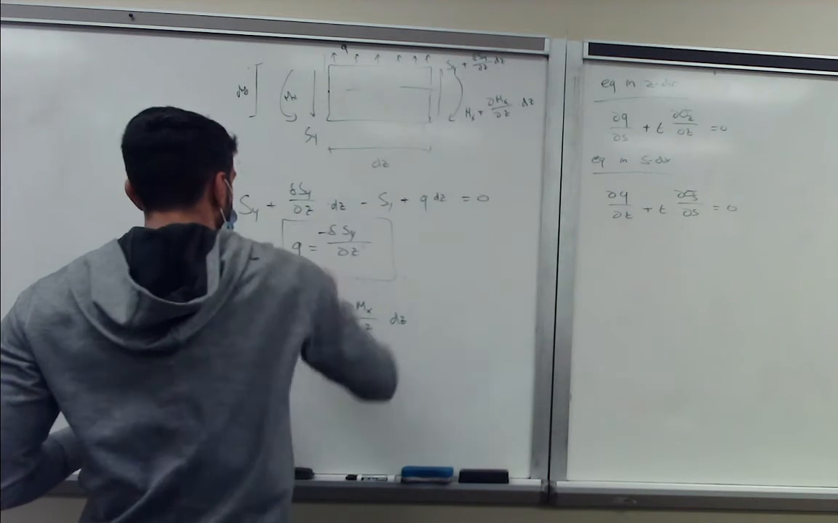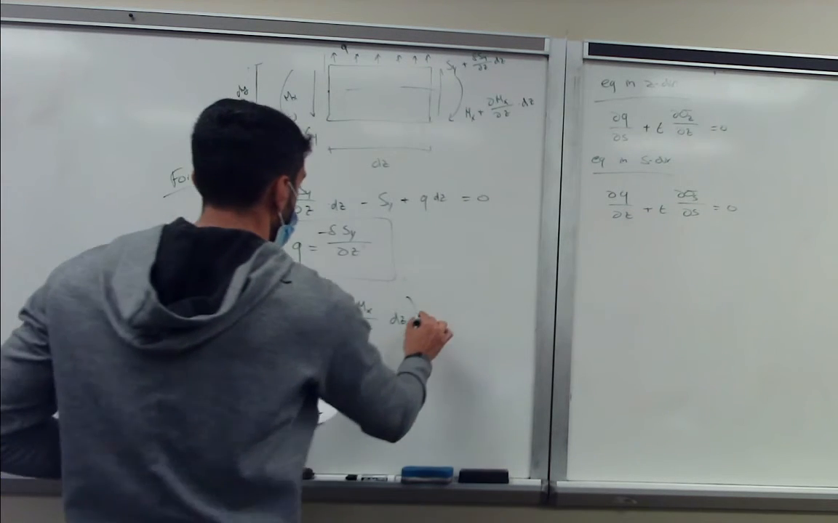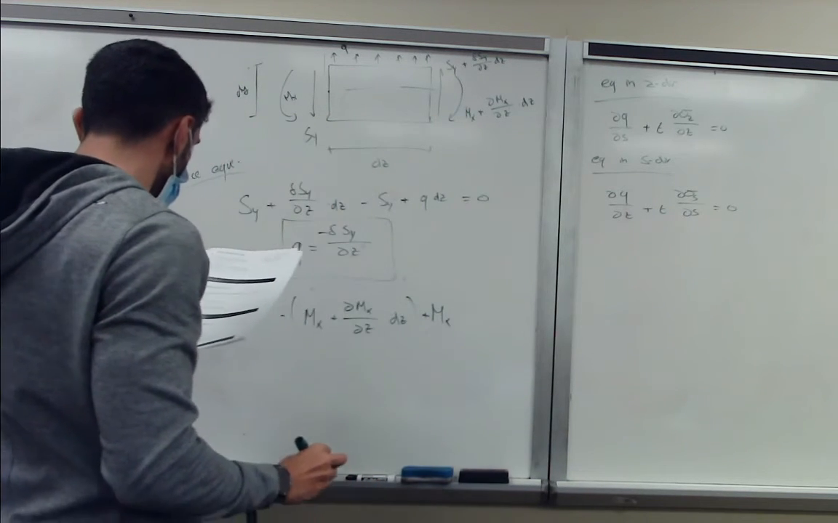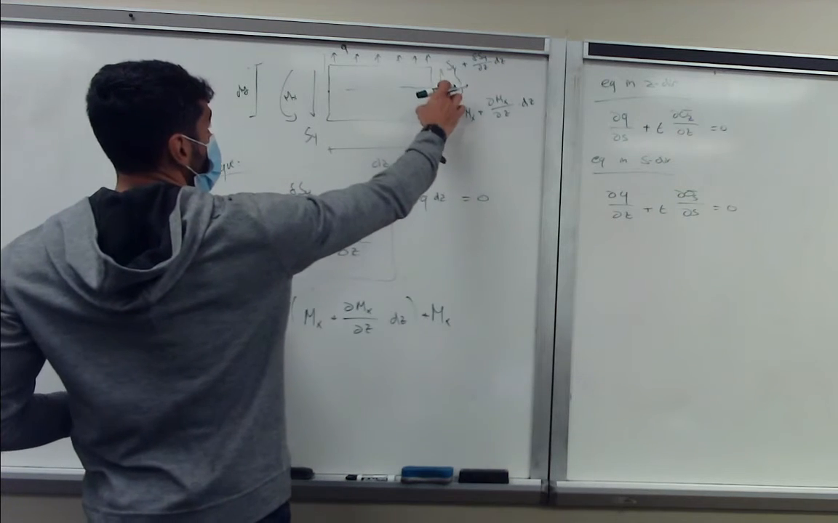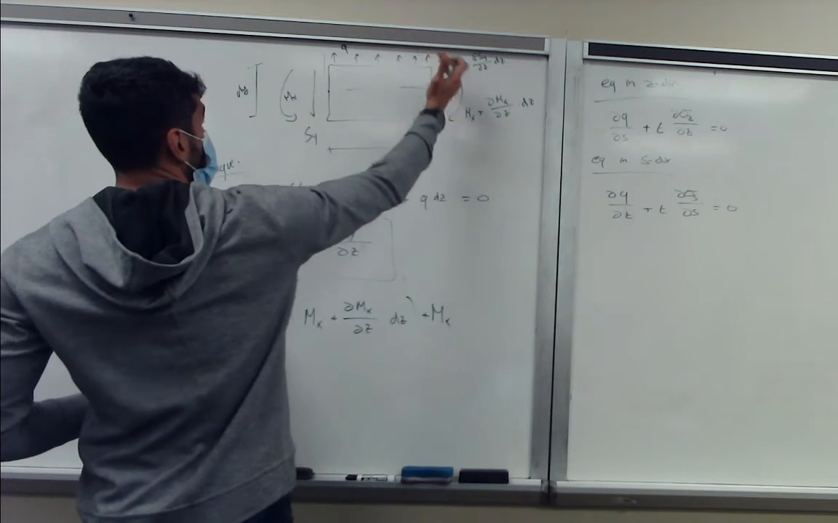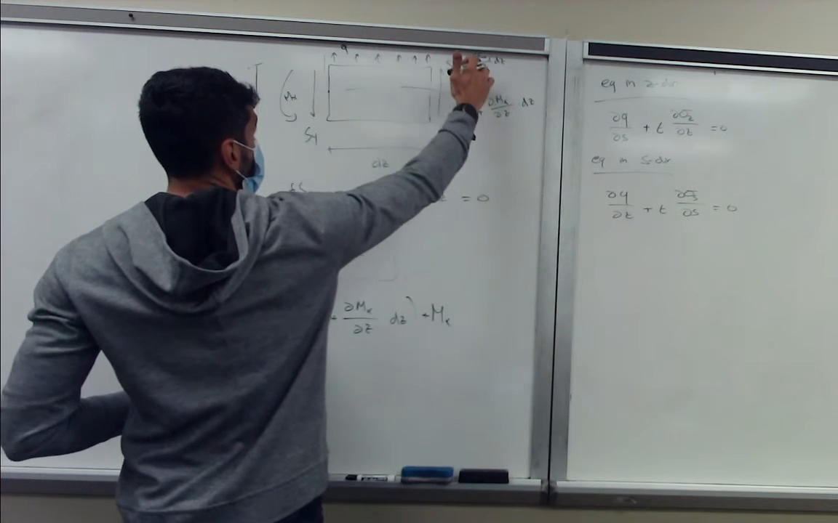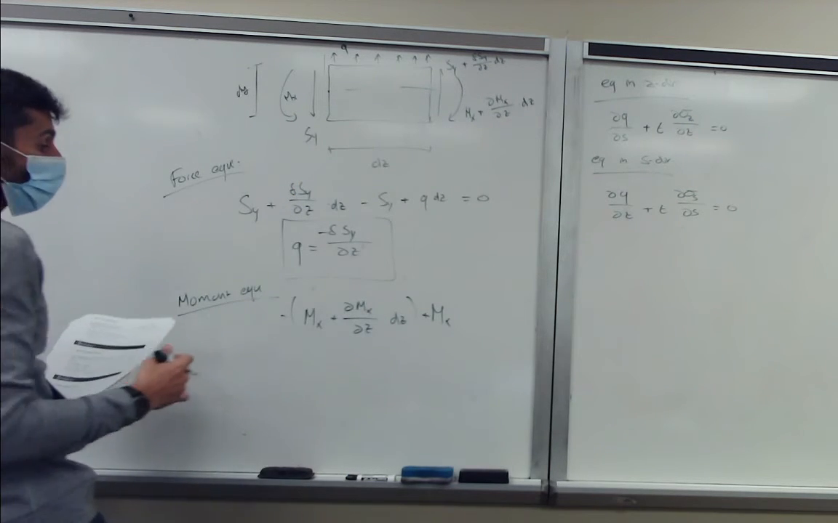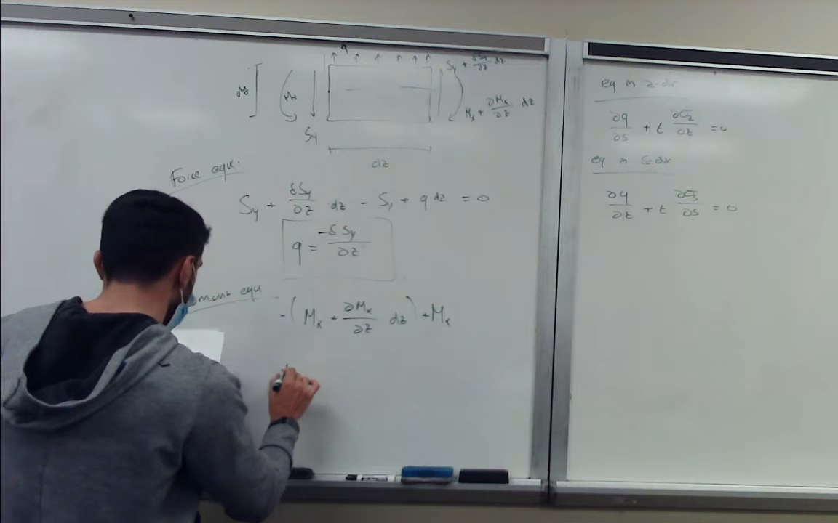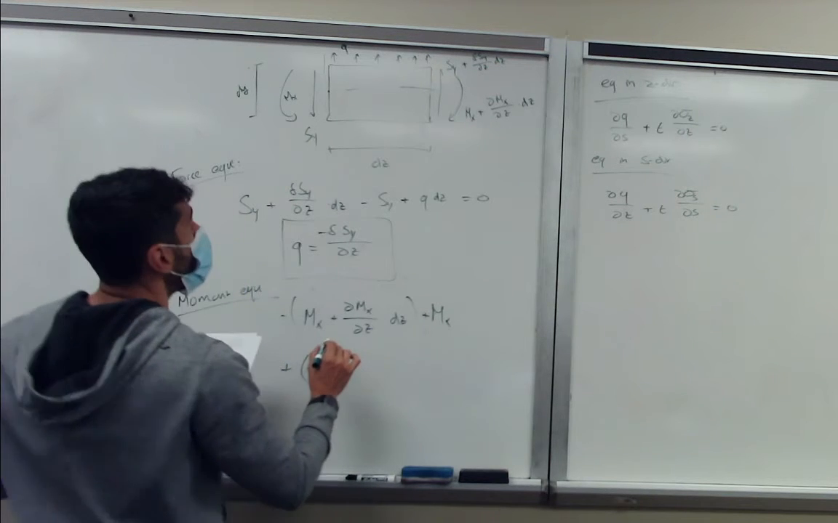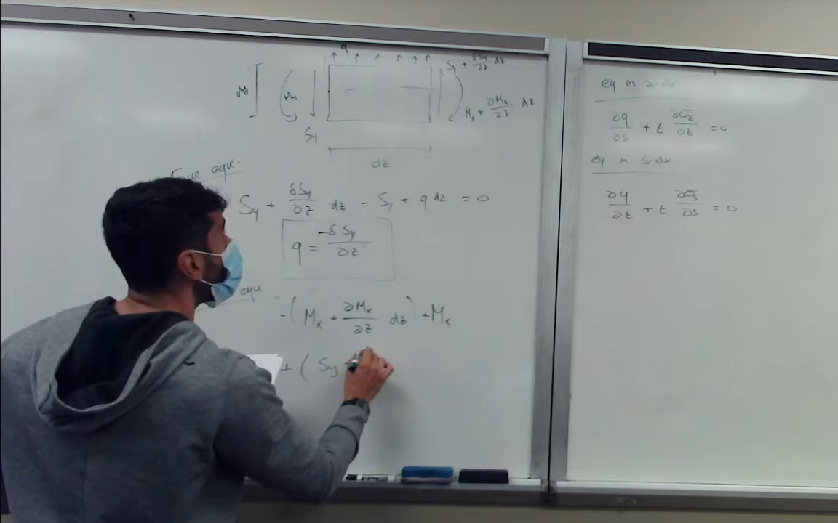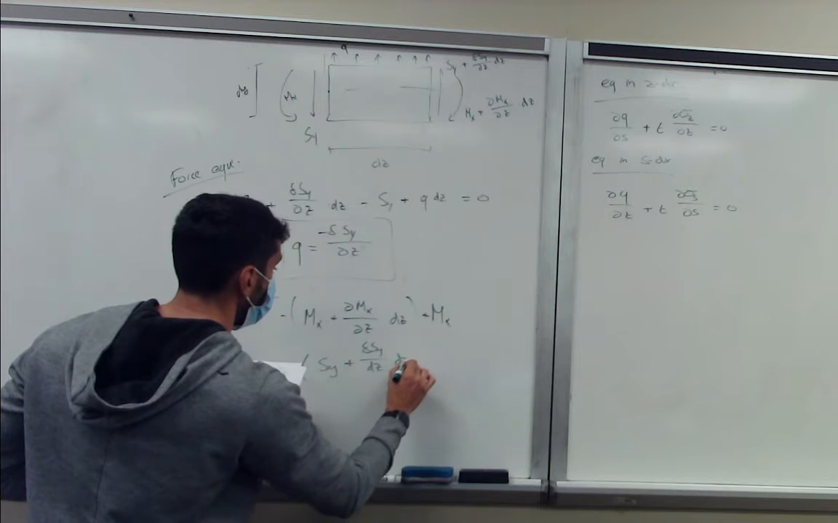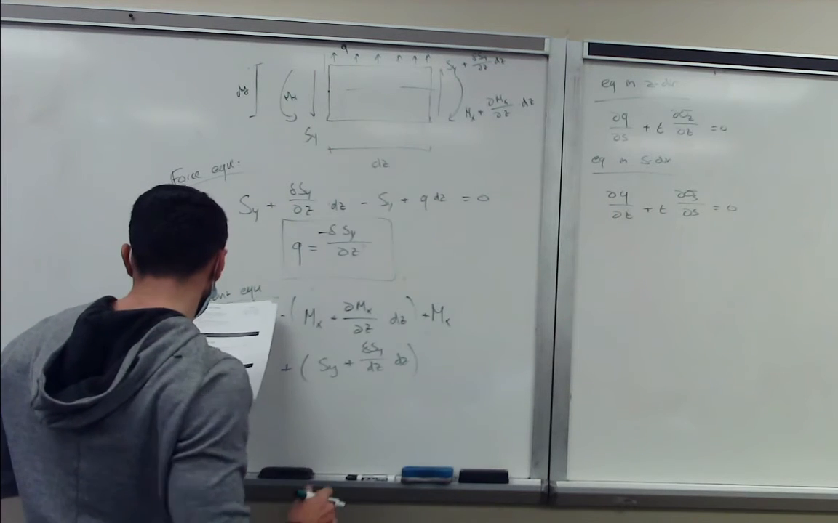Since this is clockwise, this is negative, plus counterclockwise is positive, so x. And then, of course, this will also create a counterclockwise moment. So Sy plus this delta Sy will create a counterclockwise moment. So again, positive. So we get Sy plus delta Sy dz, and this moment arm is equal to dz.